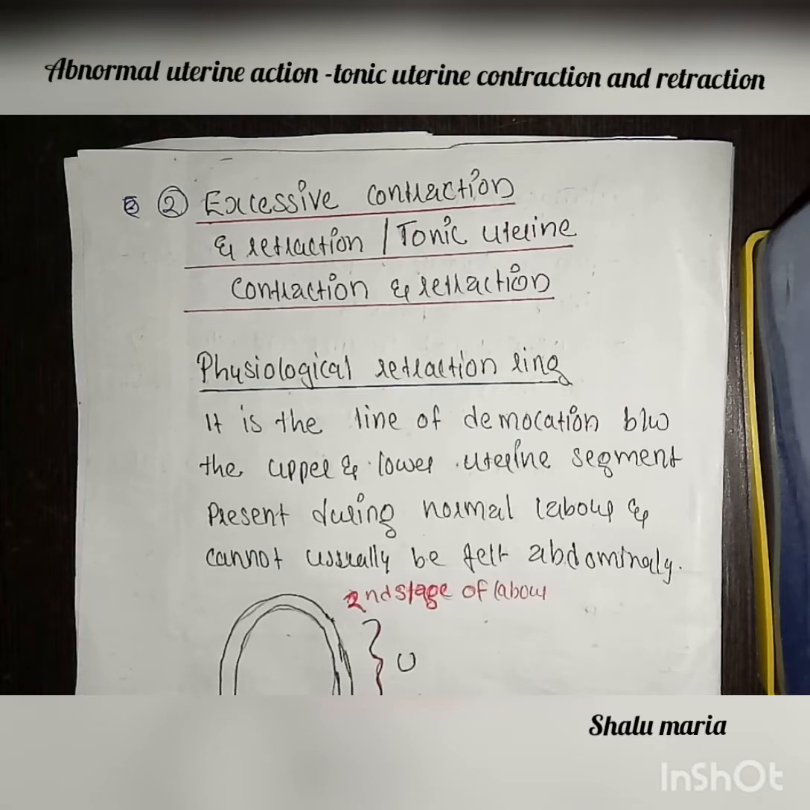In this part, we can focus on another subclassification of abnormal uterine action, that is excessive contraction and retraction, or tonic uterine contraction and retraction. In order to know about the concept, we have to know the physiological retraction ring. I think you all are familiar with this physiological retraction ring. It is commonly seen in normal labor. So, the physiological retraction ring is a line of demarcation between the upper and lower uterine segment, present during normal labor, and it cannot usually be felt abdominally.